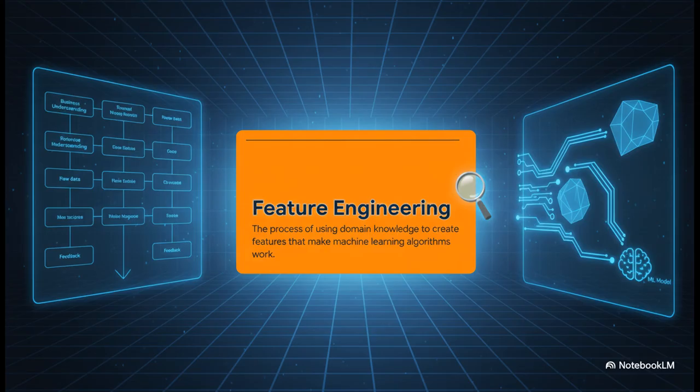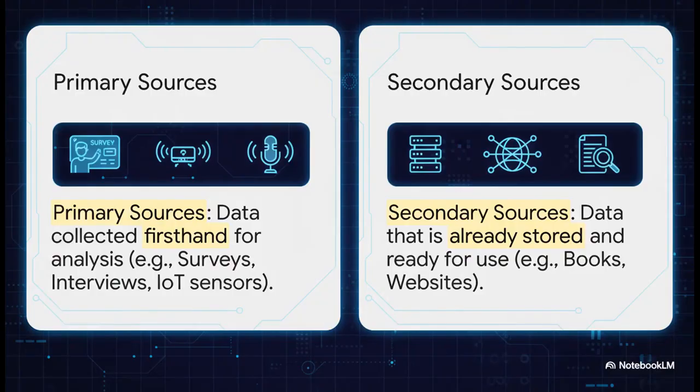Good feature engineering can totally transform a mediocre model into a great one. Next up, data sources. It's pretty simple. Primary sources are the data you go out and collect yourself for your specific project. Think running a survey or setting up sensors.